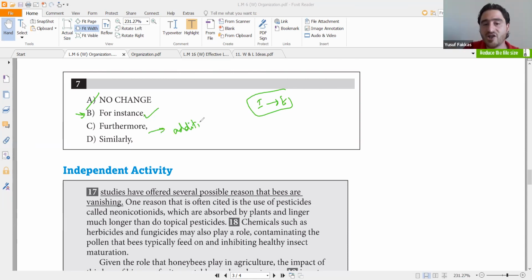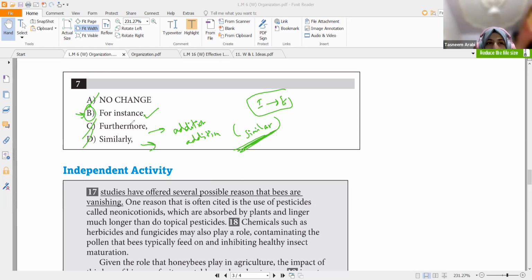Furthermore, we use it when we have addition, which means you're already done with your first idea and you are going to move to another idea. But here we're not adding anything new. We're just giving an example about something already mentioned. So no. Similarly, it's also addition. From the word itself, we are adding something similar, but maybe in a different situation, in a different place, in a different area. Again, it doesn't work. The best transitional word that connects these two sentences together is for instance.